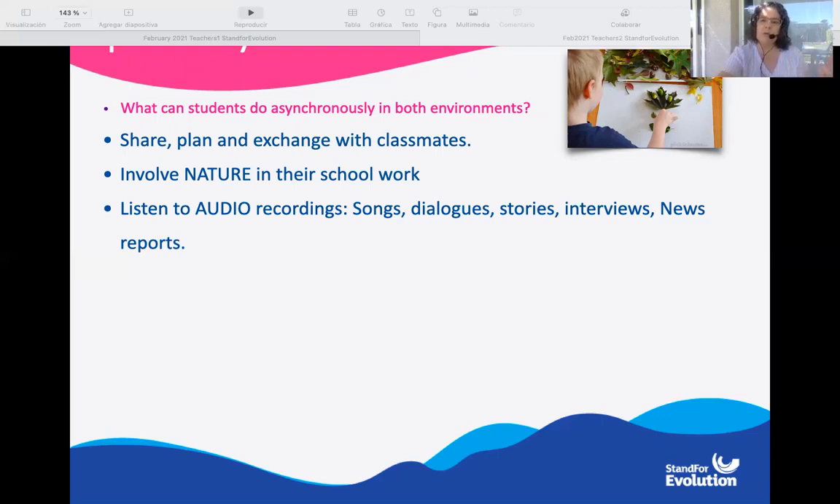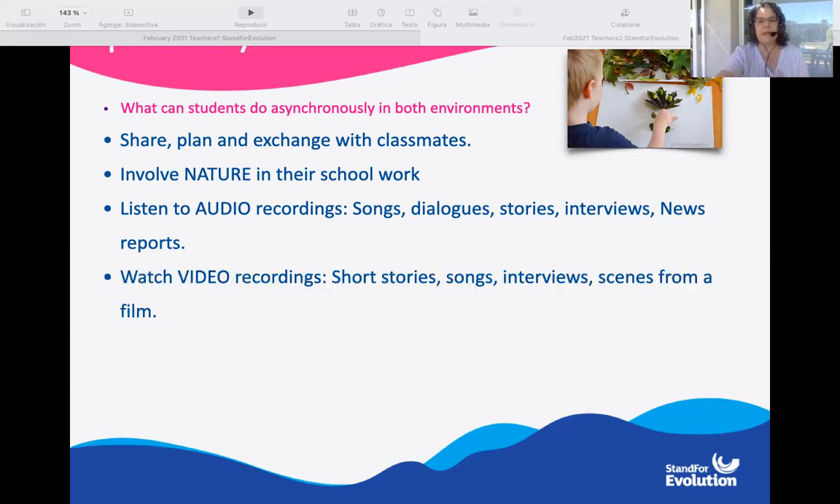of listening to audio recordings. So it's good for you to suggest some audio recordings for them to continue listening to English, even though they are not in class. The same happens with video recordings. So you have the possibility of asking them to watch a certain short story or an interview, or watch a scene from a film you're going to discuss later in the class with them. So it's important we make the best use of these tools.